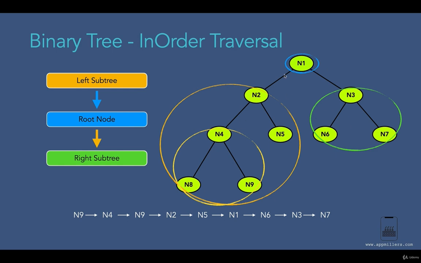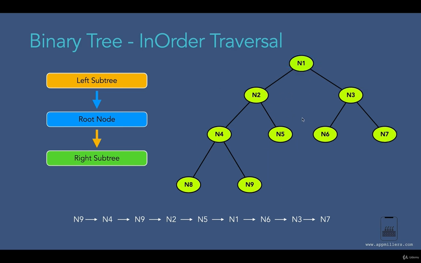Now with this, we have successfully looped through this binary tree using in-order traversal. If we combine all these steps together with this arrow, we can see the order of the nodes that we are visiting. We are starting from N8, N4, N9, N2, N5, N1, N6, N3, and at the end, N7. This arrow shows the order of visit in case of in-order traversal. So this is how we are traversing through a binary tree using in-order traversal. The main idea is first we have to visit the left subtree, then the root node, then the right subtree.